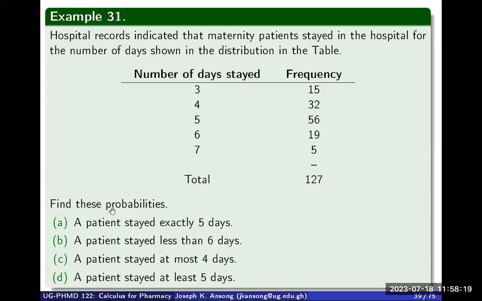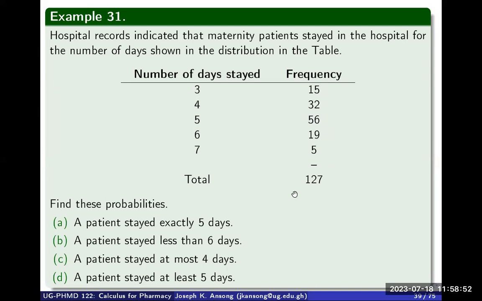Okay, so you want to find these probabilities that the patient stayed exactly 5 days. Okay, so how many stayed for 5 days? That's 56. So take 56 out of the 127. And then you want to find the probability that a patient stayed less than 6 days. If they stayed less than 6 days, then the others stayed for 3 or 4 or 5. You take these and add them. So you take 15 over 127, 32 over 127, 52 over 127, and add them up.